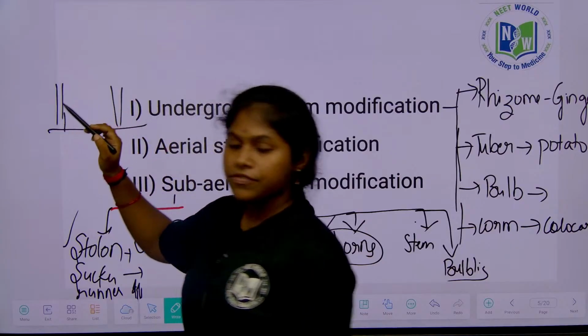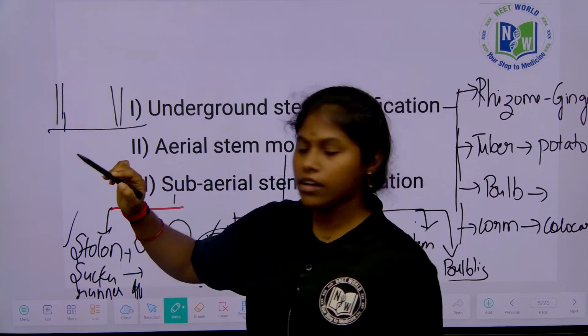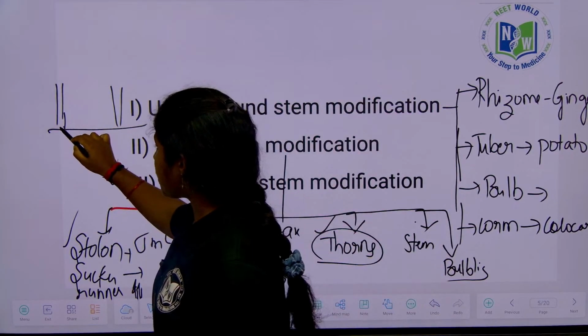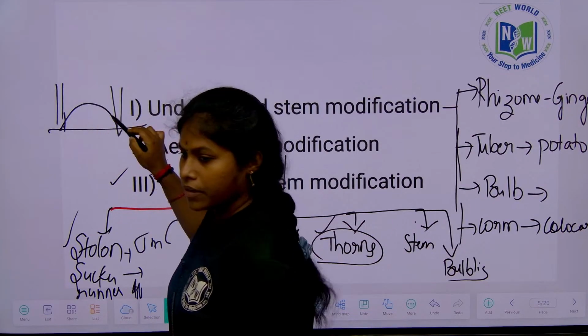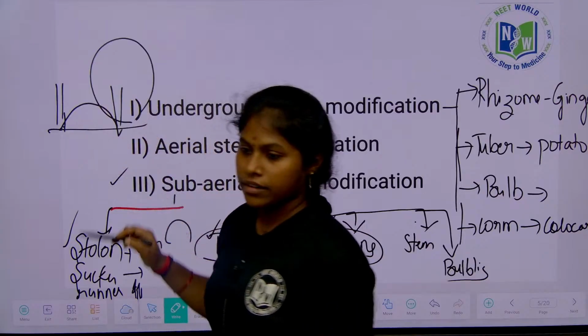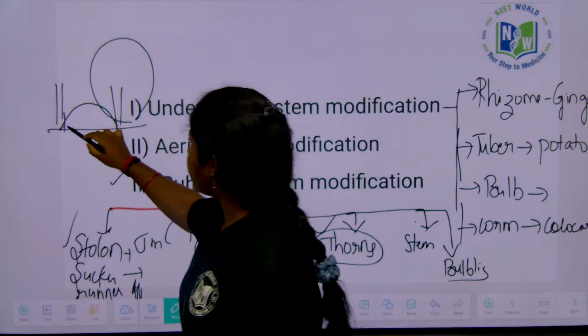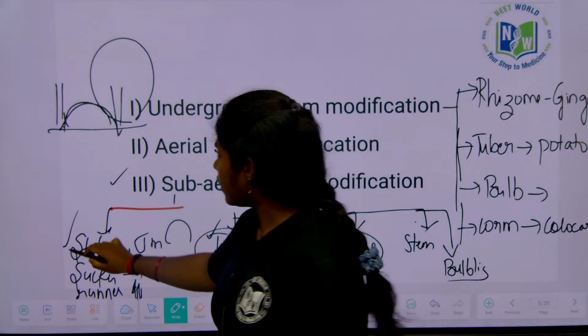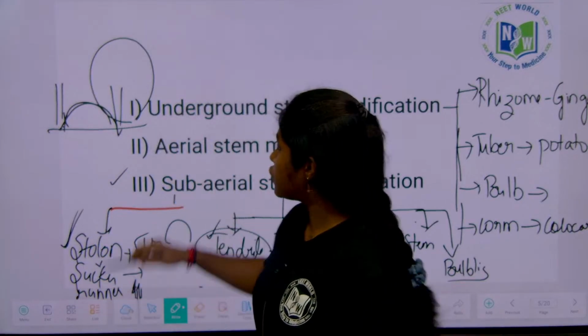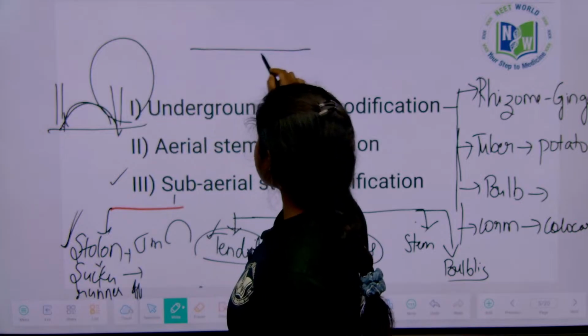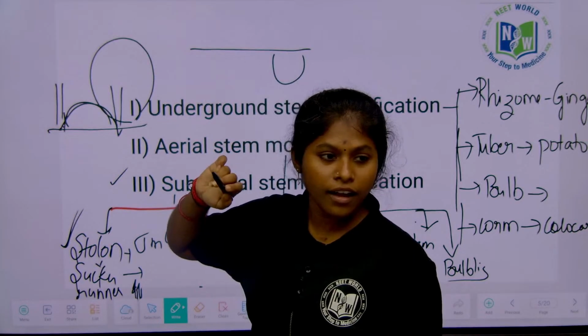So from the base of the stem, the roots arise and fix into the soil, and the new plant is going to arise from that. That is exactly like the inverted U. Inverted U is for the stolons. That is completely opposite for the sucker. The U is for the suckers.